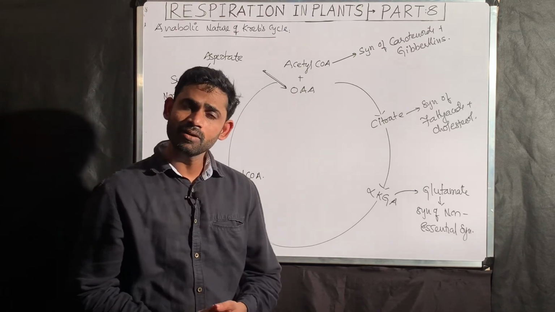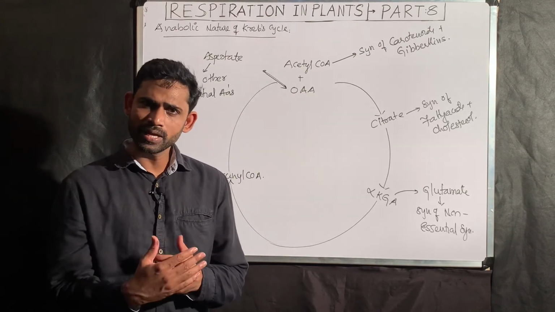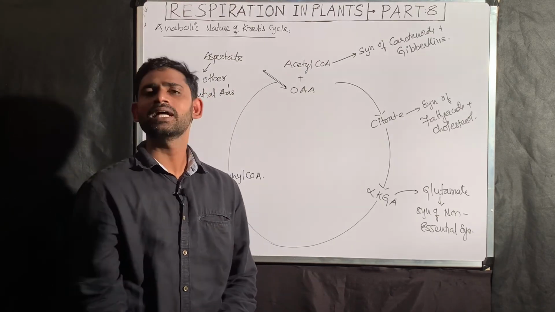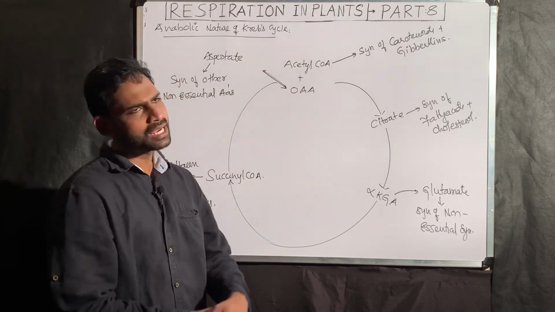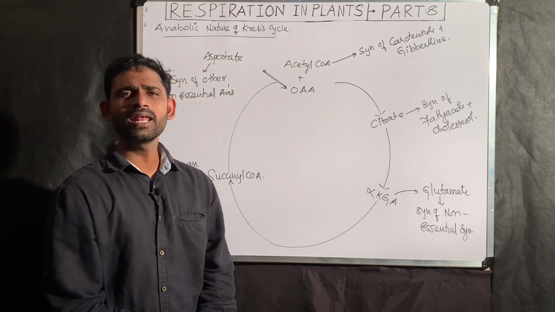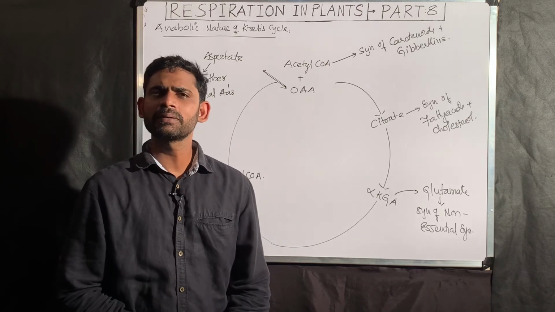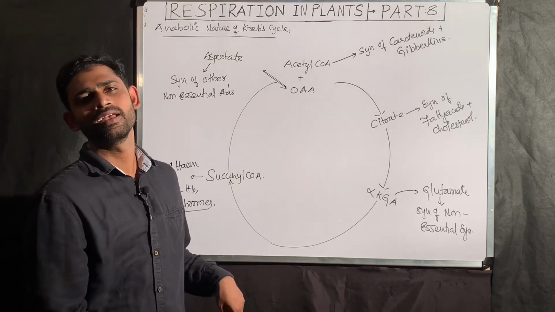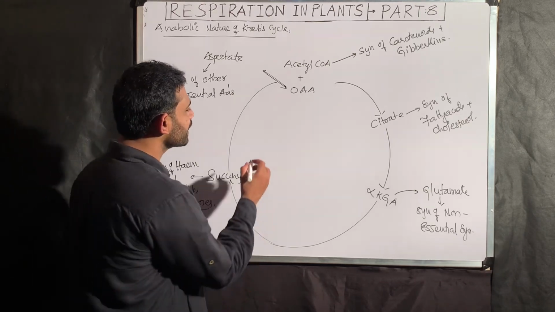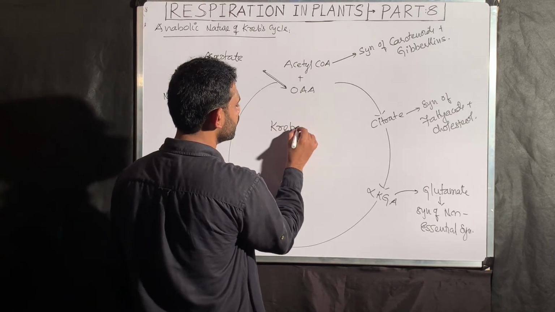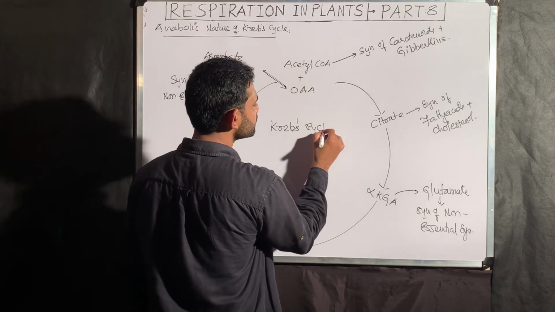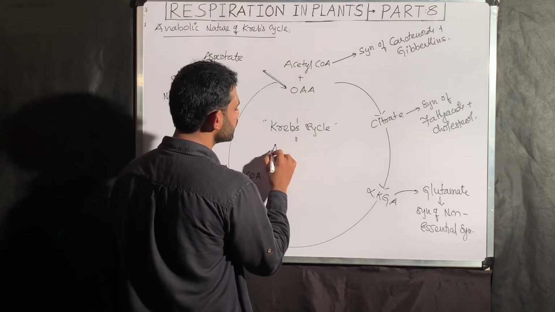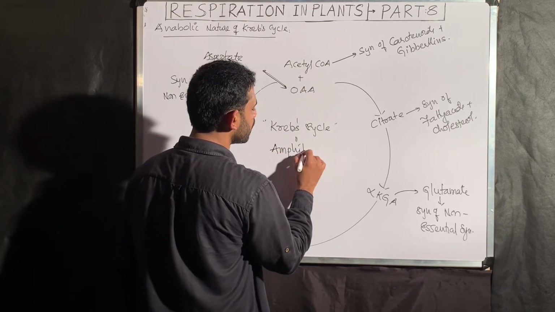Why is the Krebs cycle called catabolic? Because the Krebs cycle is responsible for producing most of the energy. That is the catabolic nature. Why does the Krebs cycle also have an anabolic nature? Some of the intermediates of the Krebs cycle are involved in the synthesis of required substances within the cell. That is why, as a conclusion, what can you tell? The Krebs cycle has both catabolic and anabolic nature. That is why the Krebs cycle has an amphibolic nature.